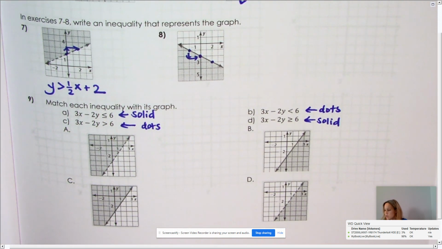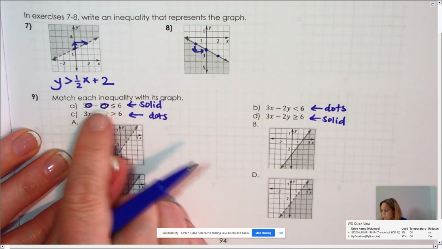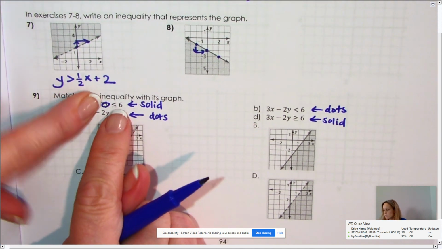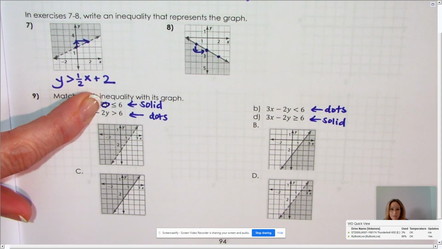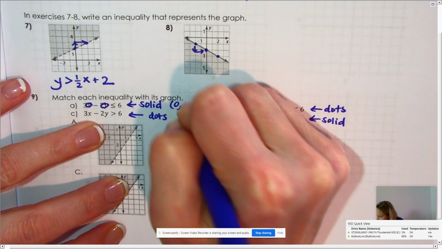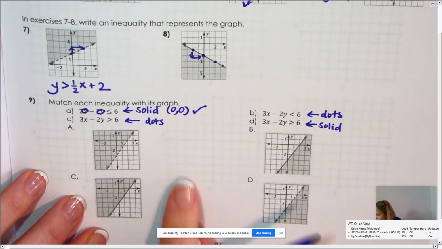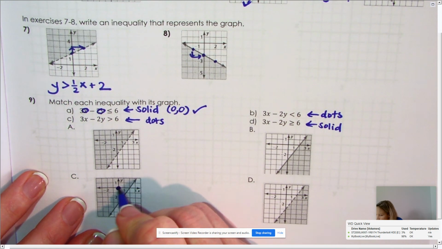All right, and then I'm going to try plugging in 0, 0. So if I multiply by 0 and then subtract zeros, I still get 0. Is 0 smaller than 6? Is that true? Yes, that's true. So this one does have the point 0, 0 as one of the solutions. So a solid line that shades in the direction of 0, 0.